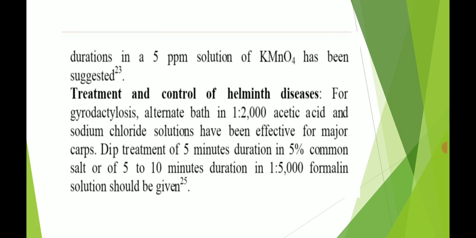Now the treatment and control of helminth diseases. For Gyrodactylosis, alternate baths in 1 to 2000 acetic acid and sodium chloride solutions have been effective for the major carps. A dip treatment of 5 minutes duration in a 5% common salt solution, or of 5 to 10 minutes duration in a 1 to 5000 formalin solution, should be given here.